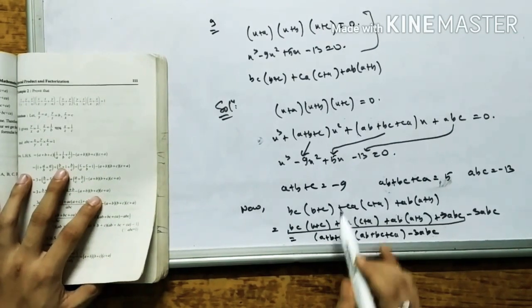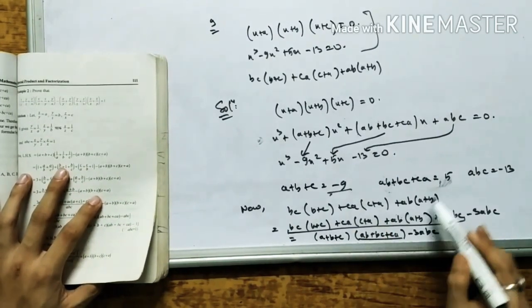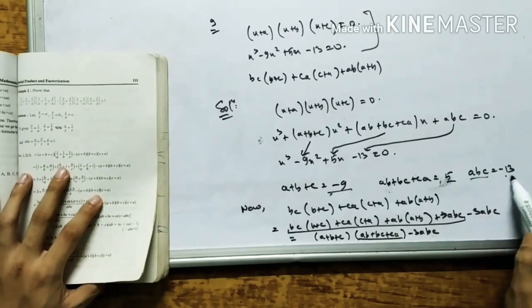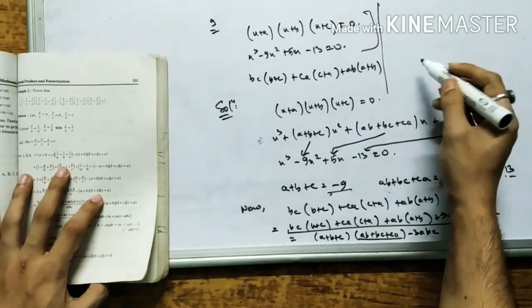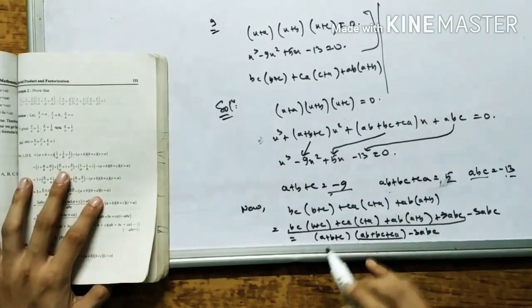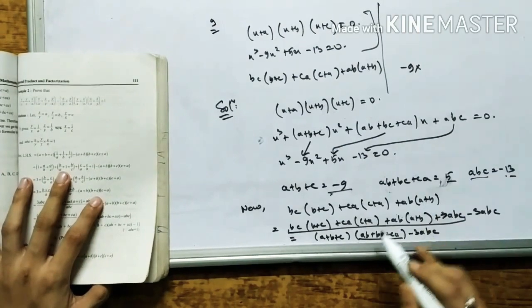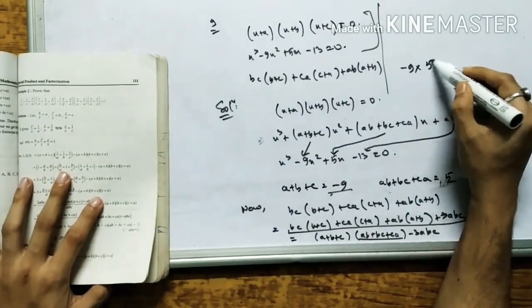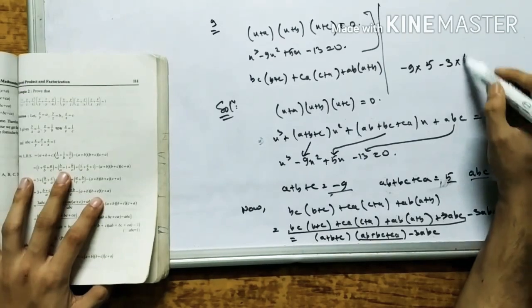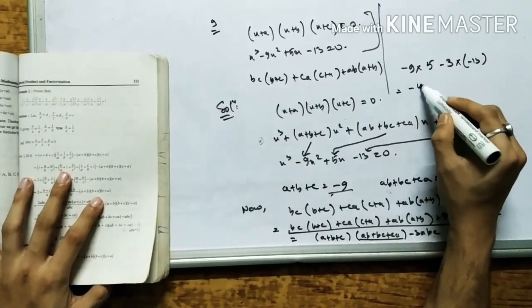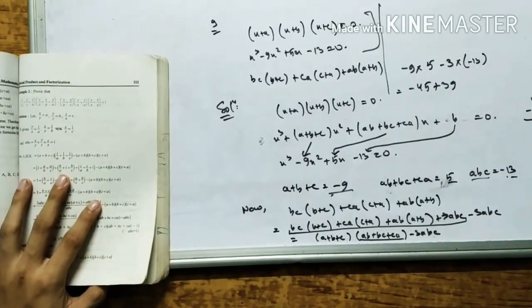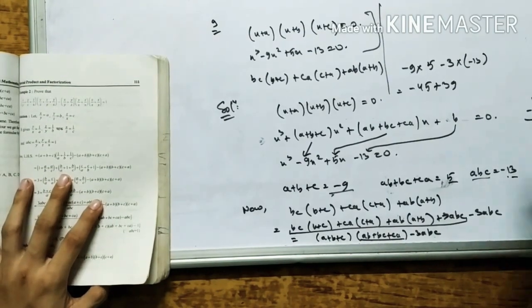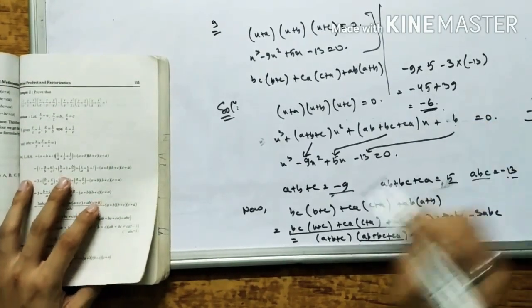Okay, so now a plus b plus c value is there, ab plus bc plus ca value is there, and abc value is there. I will put them in here and find the value. So a plus b plus c is minus 9, into ab plus bc plus ca which is 5, minus 3 into abc which is minus 13. So this is equals to minus 45 plus 39, which is minus 6. This is my answer.